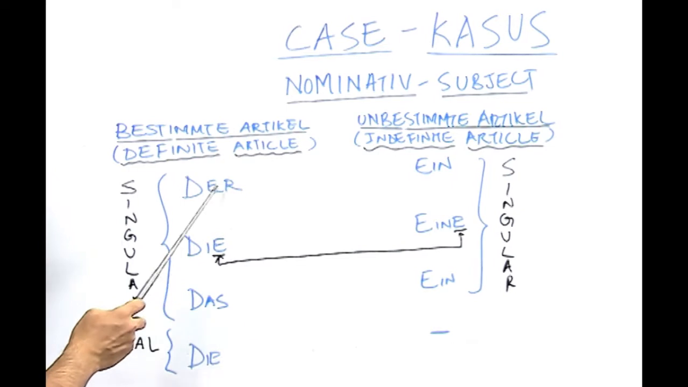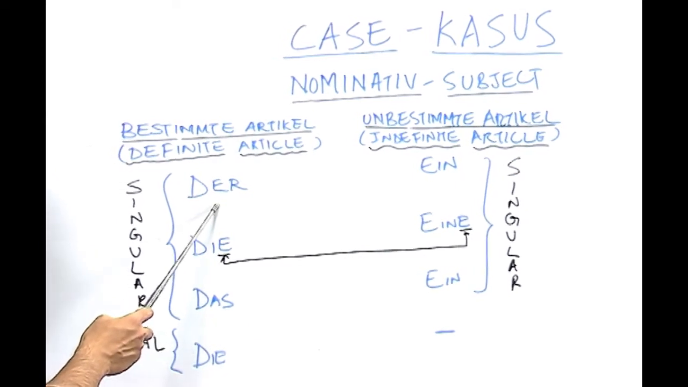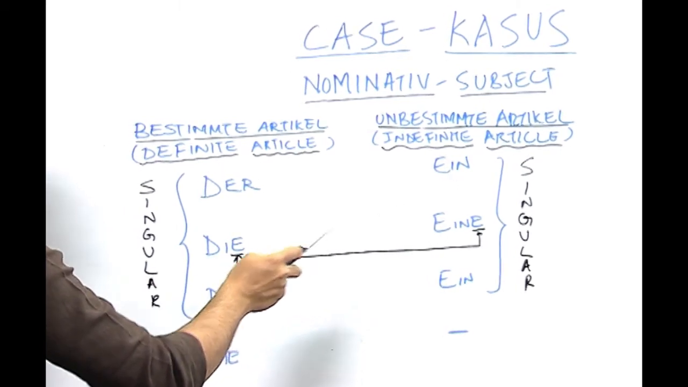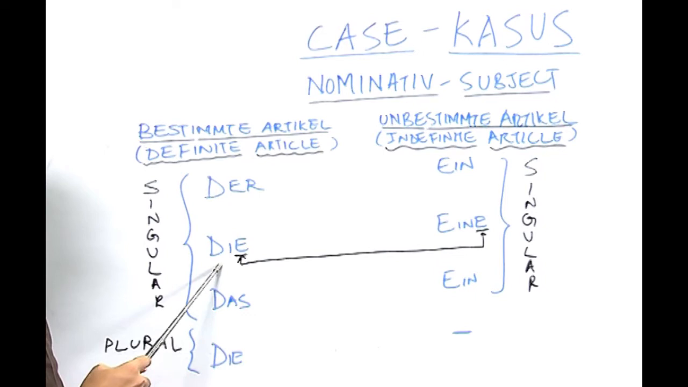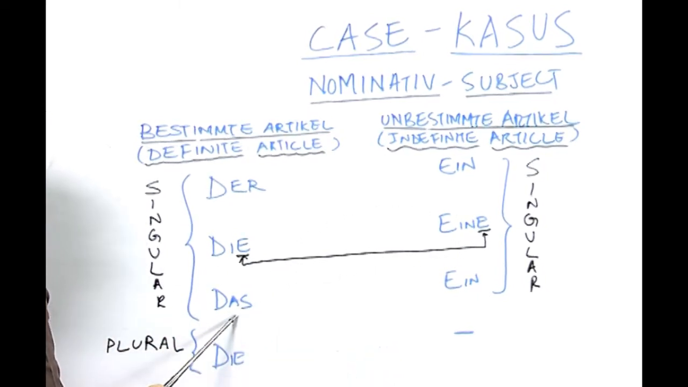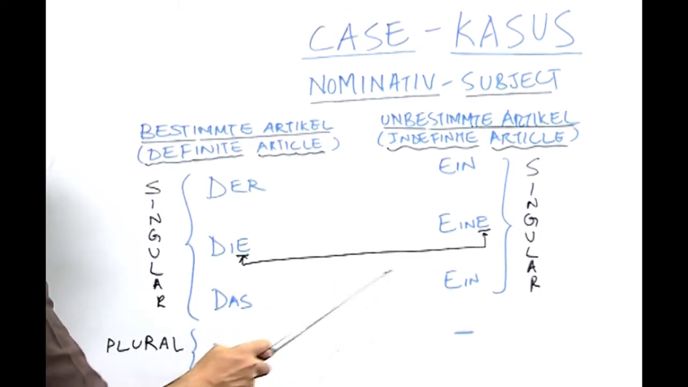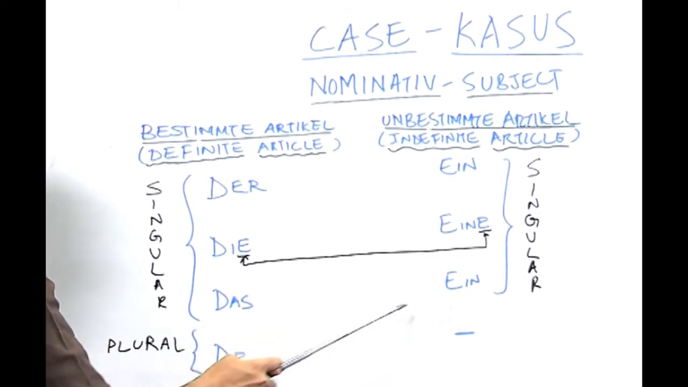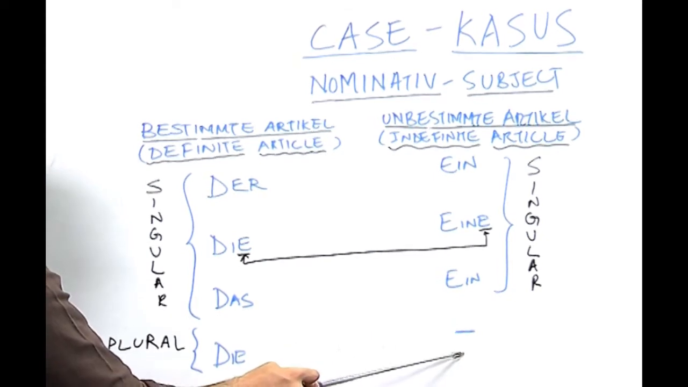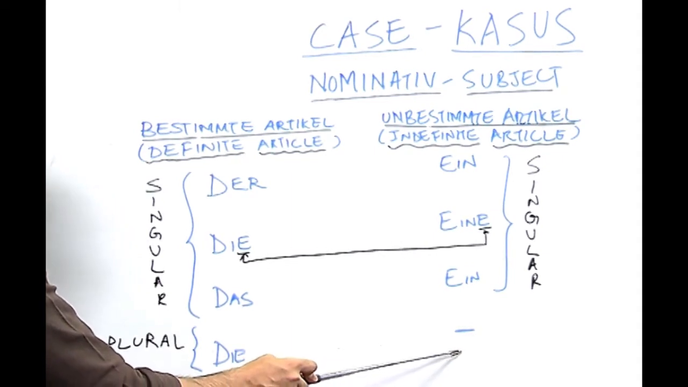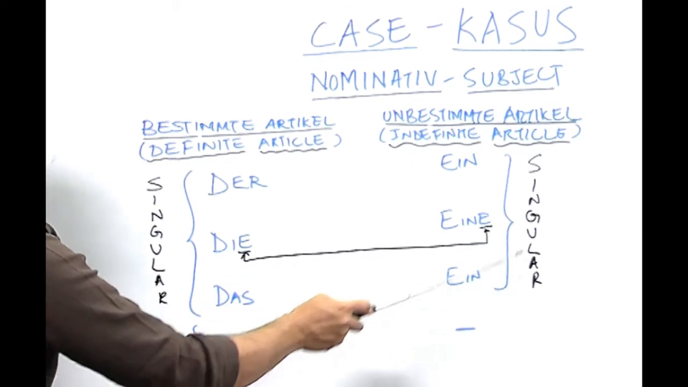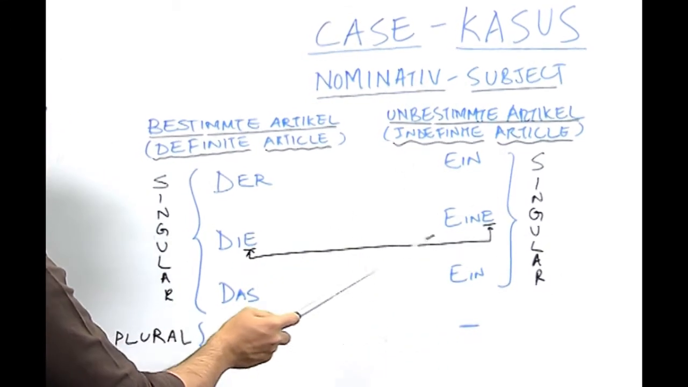For example, the definite article der has the corresponding indefinite article ein. The definite article die has the corresponding indefinite article eine, and the definite article das has the indefinite article ein. And for the plural article die, there isn't any indefinite article. So, please remember that indefinite articles are only singular in nature.